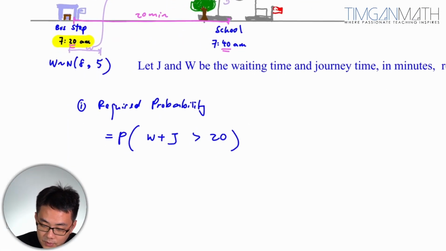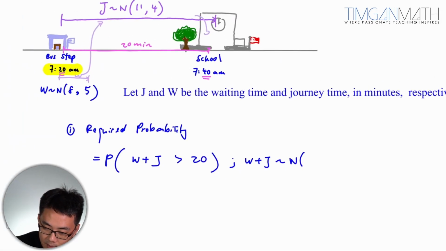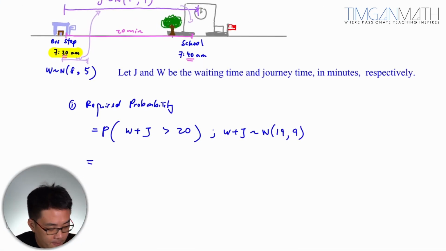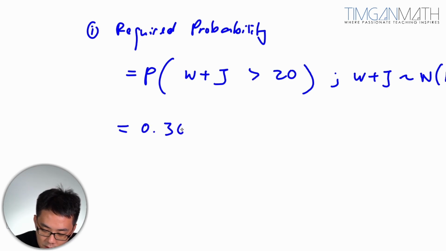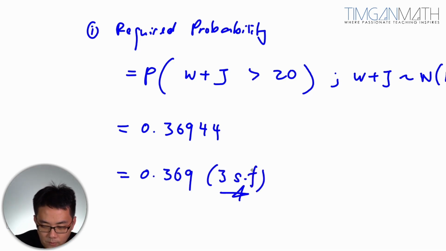Great. So then you just add them up. So W plus J, normally distributed, add them up. So this will be 19 and 9. So just put it in the calculator. Should really get the answer. That will be 20, 19 and 9. 0.36944. Okay.